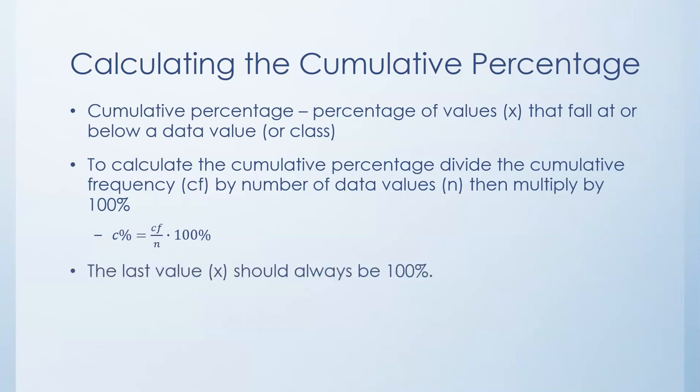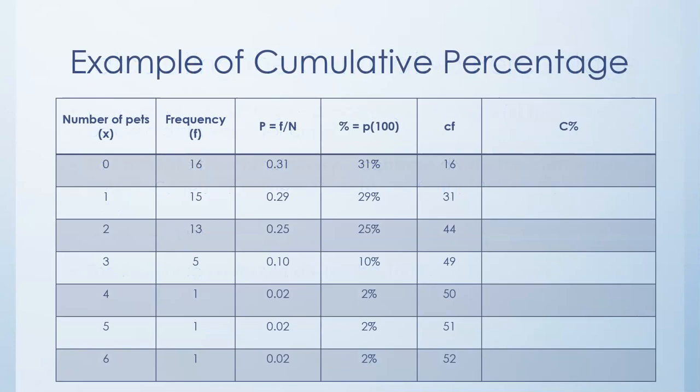Again, the very last value, the highest number in our chart, should always add up to 100%, because by this point you have talked about 100% of the people you've surveyed in your frequency chart. So let's look at this.